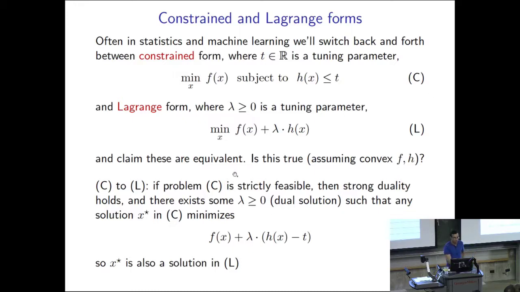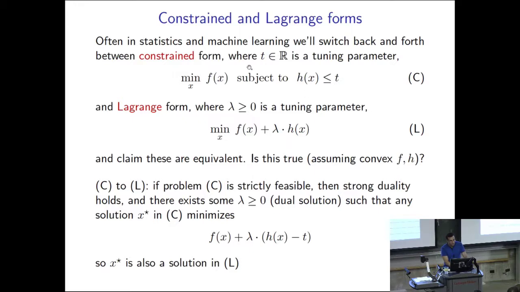So let's start with the constrained form, which I'm calling C. If this problem is strictly feasible, that is, if there is an x for which h of x is strictly less than t, then we know that strong duality holds. That's just Slater's condition. This problem is convex by assumption. If it's strictly feasible, then Slater's condition will tell us that we get strong duality. And under strong duality, the KKT conditions must hold. That was one direction that we saw today: they're necessary under strong duality.